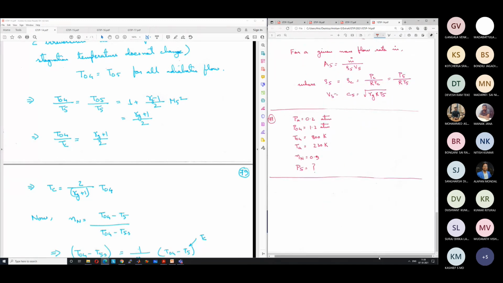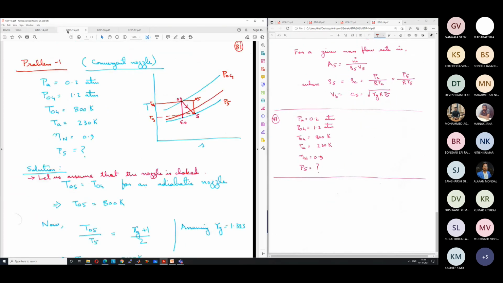These values are given. So PA is 0.2 atmosphere, P04 is 1.2 atmosphere. So we have drawn the same diagram again. P04 is the constant pressure line at the inlet of the nozzle. T04 is the stagnation temperature at the inlet of the nozzle, which is given as 800 Kelvin. And P04 is 1.2 atmospheric pressure.